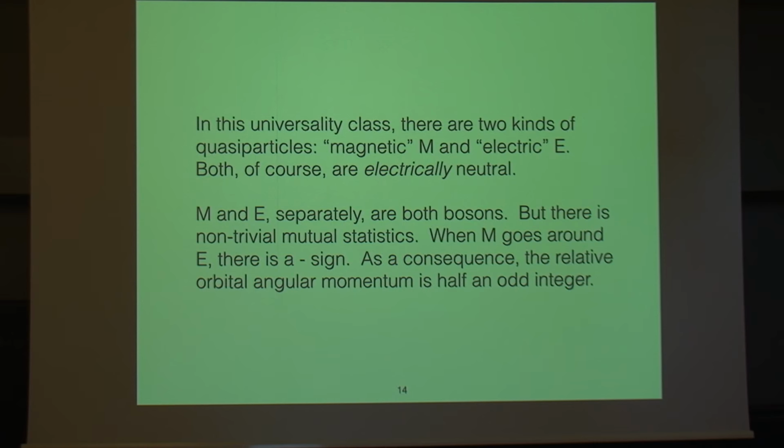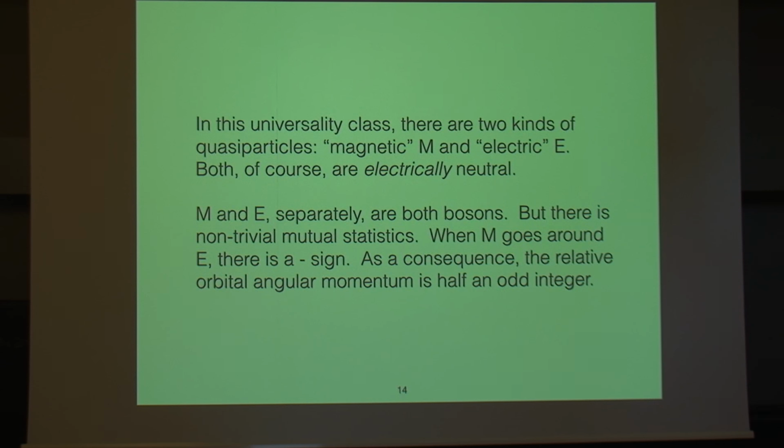Separately, they're bosons, so not interesting just from the point of view of quantum statistics, but there's a non-trivial mutual statistics. When M goes around E, and one of the magnetic particles goes around one of the electric particles, there's a minus sign.